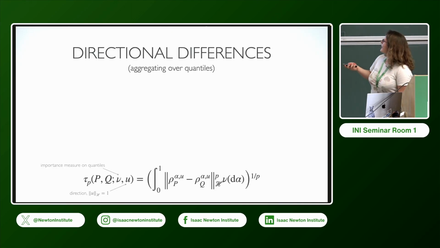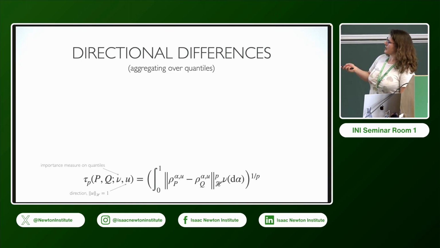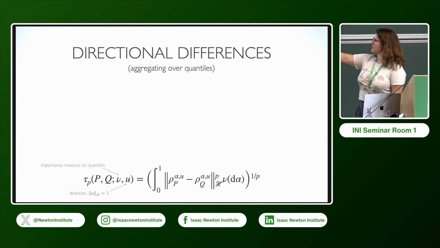Step one, aggregating over quantiles. We suggest the following notion of a directional difference in direction U, where remember U is a function in the RKHS unit sphere, of norm 1. To aggregate over all of the quantiles, we integrate over the differences between quantiles of P and Q in this chosen direction U, over some importance measure nu over quantiles. By default, we can pick nu to be uniform over [0, 1], which is just saying all of the quantiles are equally important.